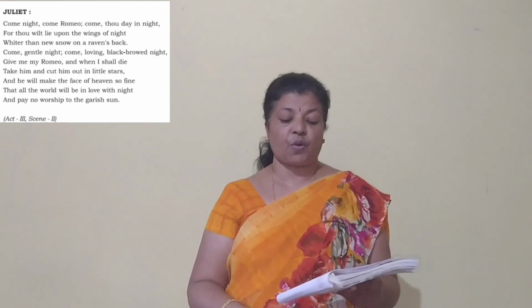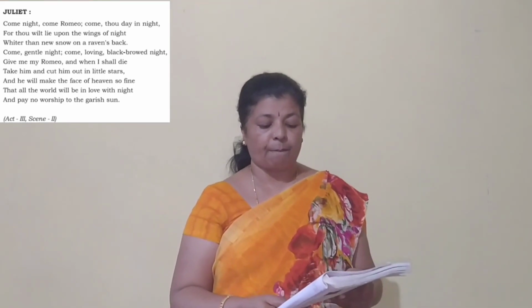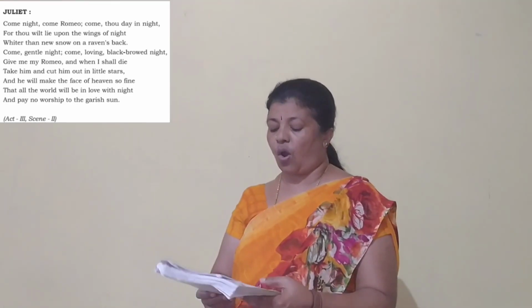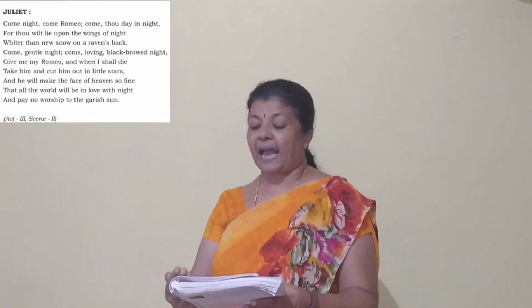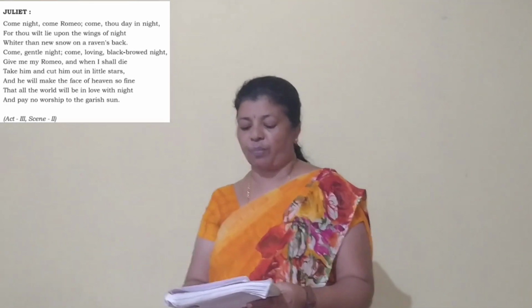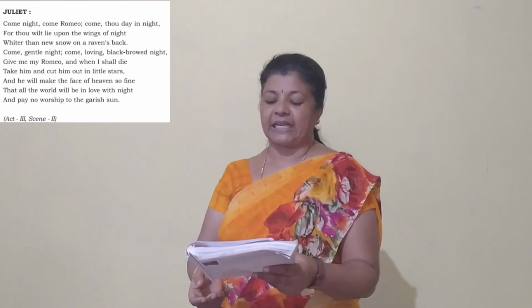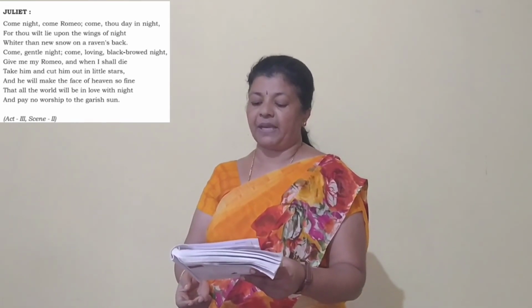Come night, come Romeo, come thou day in night, for thou wilt lie upon the wings of night. Whiter than new snow on a raven's back, come gentle night, come loving black-browed night. Give me my Romeo, and when I shall die, take him and cut him out in little stars, and he will make the face of heaven so fine that all the world will be in love with night and pay no worship to the garish sun.